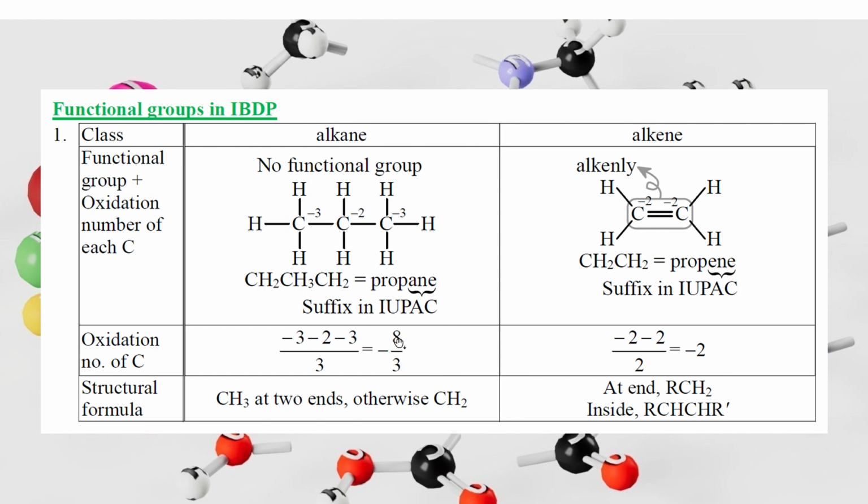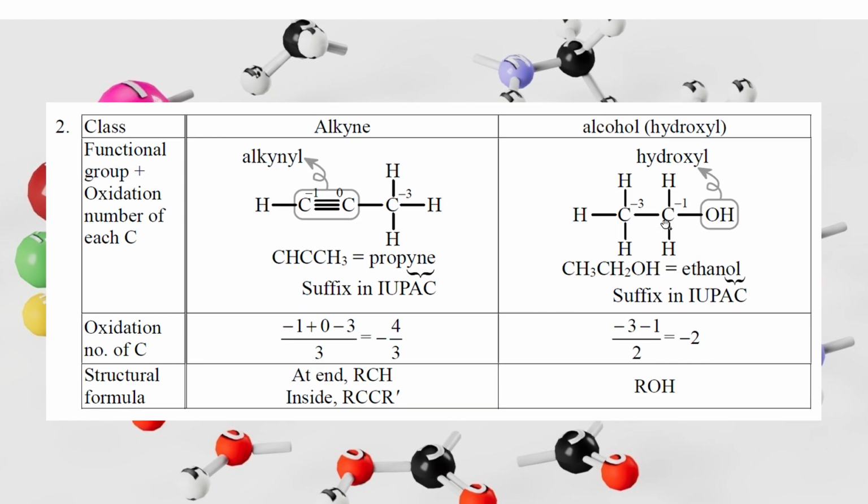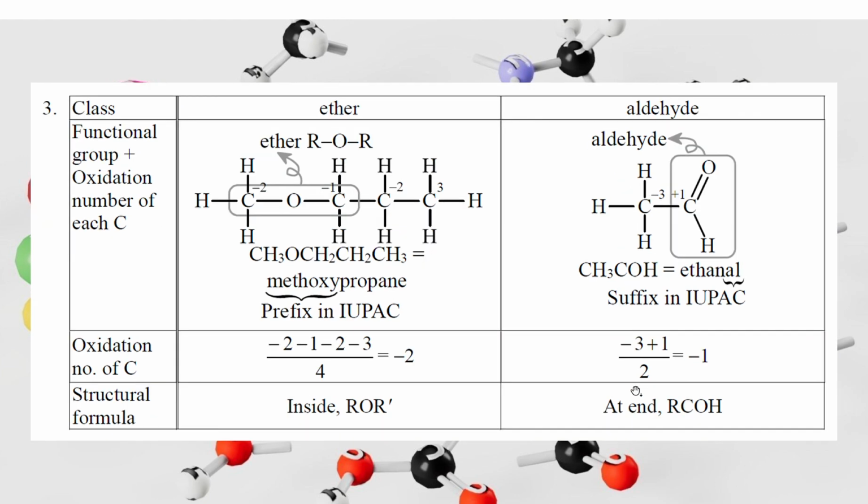It always gives a fraction. And if they have a C=C double bond, we call it alkene. And if they have a C≡C triple bond, alkyne. And if they have a hydroxyl group, we call it alcohol, ROH. R is the alkyl group, okay? And if you have a C-O-C group, ROR, we call it ether. And if you have RCOH, we call it aldehyde.